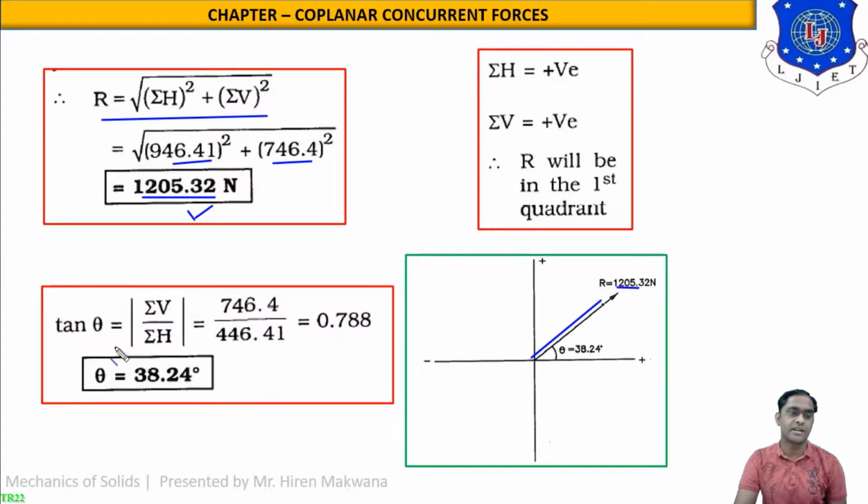But what is the direction? Tan theta, the angle, equals mod of sigma V upon sigma H. So 746.4 upon 946.41. So the answer is 0.788, and while doing tan inverse in your calculator, you will get the answer of theta as 38.24 degree. Because sigma H is positive and sigma V is also positive, the resultant will be in the first quadrant only. So you can see this is the resultant in the first quadrant we have drawn, and the theta with the x-axis is like this, 38.24, which is calculated over here.